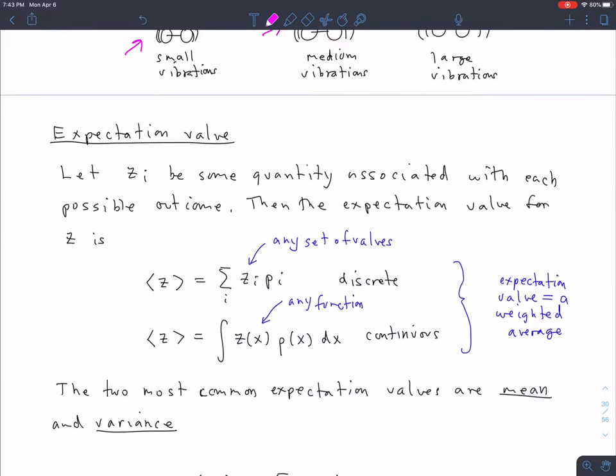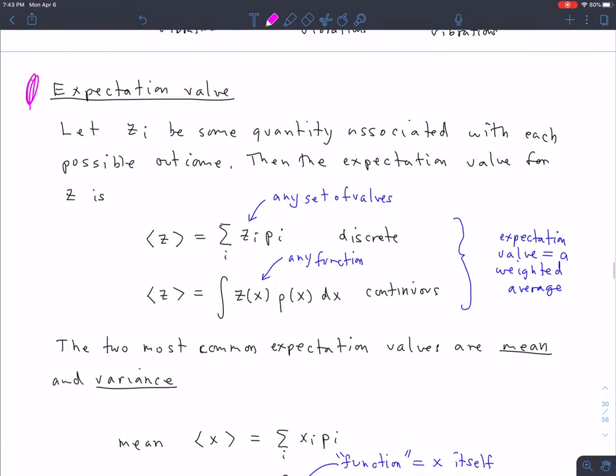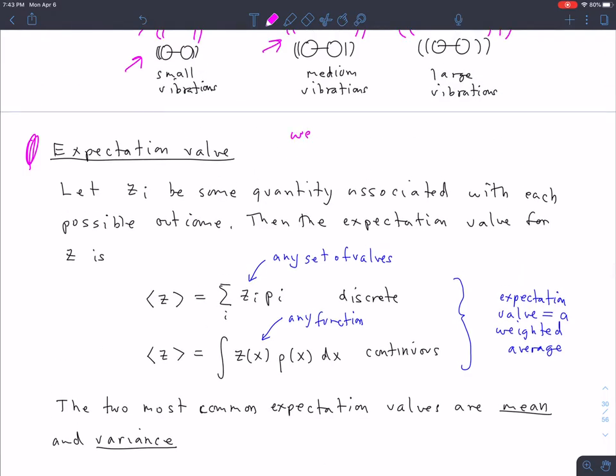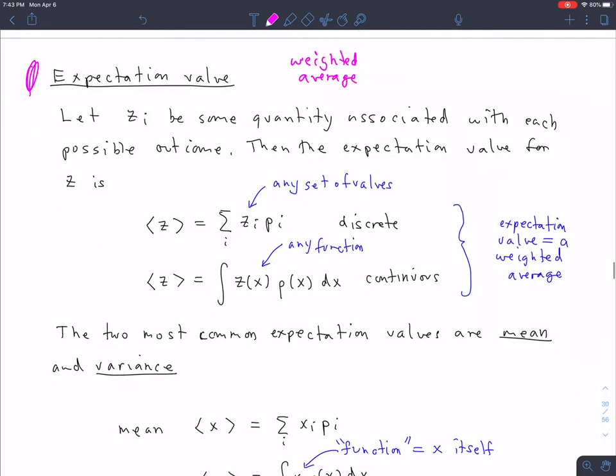All right, so that's some of the basics for both discrete and continuous distributions. Now let's talk about the last major subject for this whole topic, and that's expectation value. The expectation value is basically a weighted average. And it's defined in the following way.